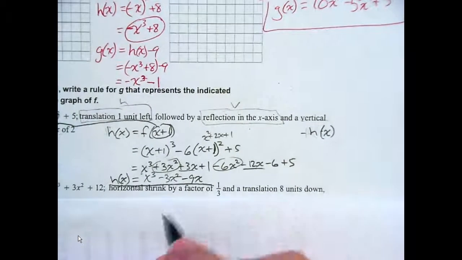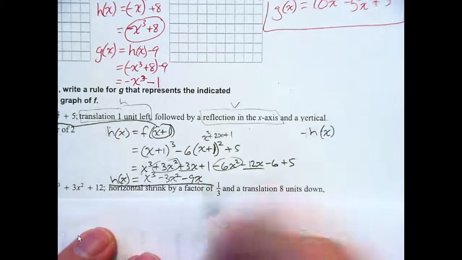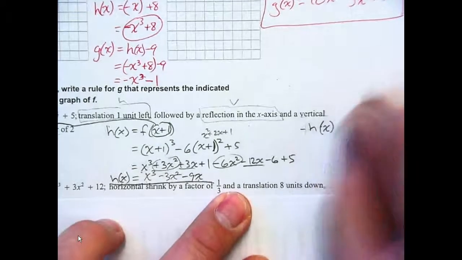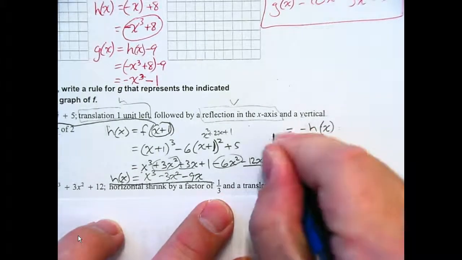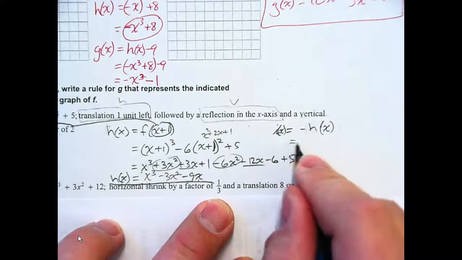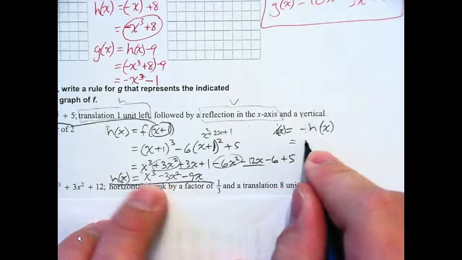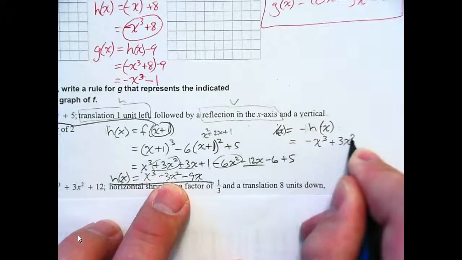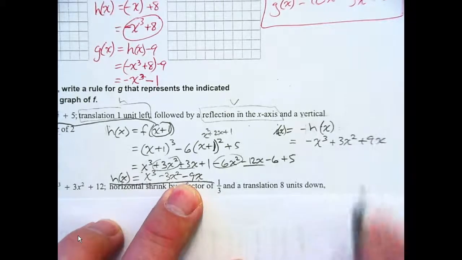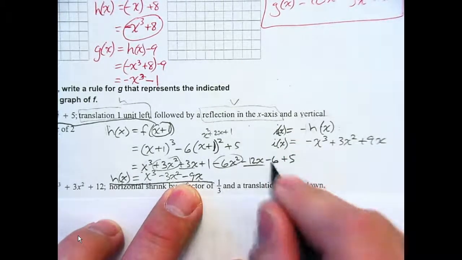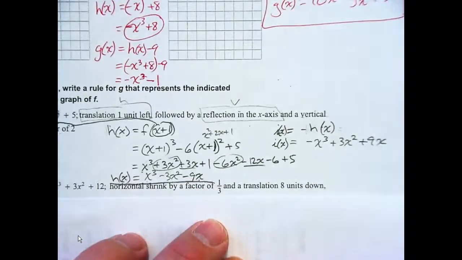All right, so that means I'm just flipping all these signs, correct? So I guess we'll call that I of x. That's going to give me negative x cubed plus 3x squared plus 9x. All right, we've now taken care of the reflection in the x-axis.